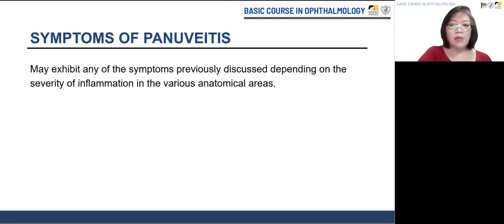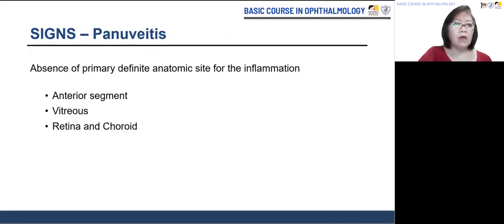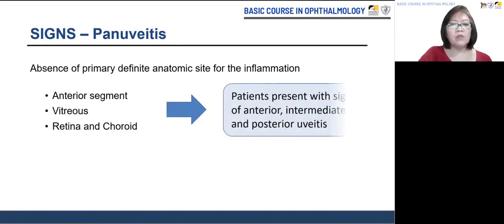Panuveitis patients may exhibit any of the symptoms previously discussed depending on the severity of inflammation in the involved anatomical areas. And of course, since there is no primary definite anatomic site for the inflammation in panuveitis, patients with panuveitis can present with signs of anterior, intermediate, and posterior uveitis.